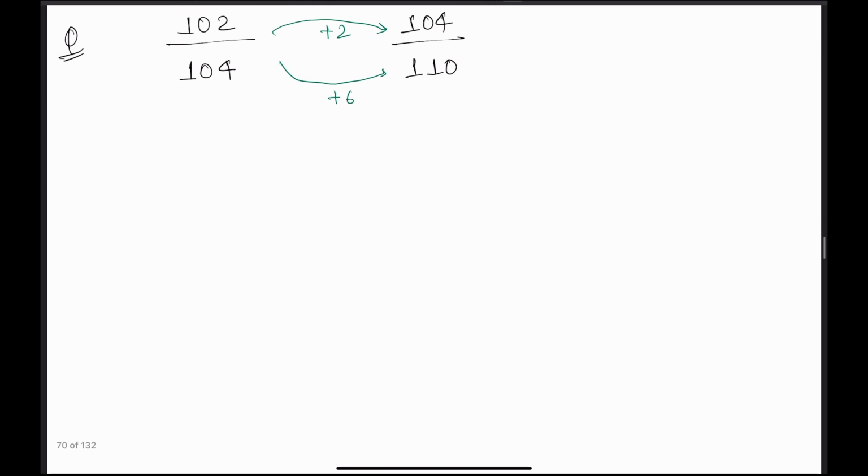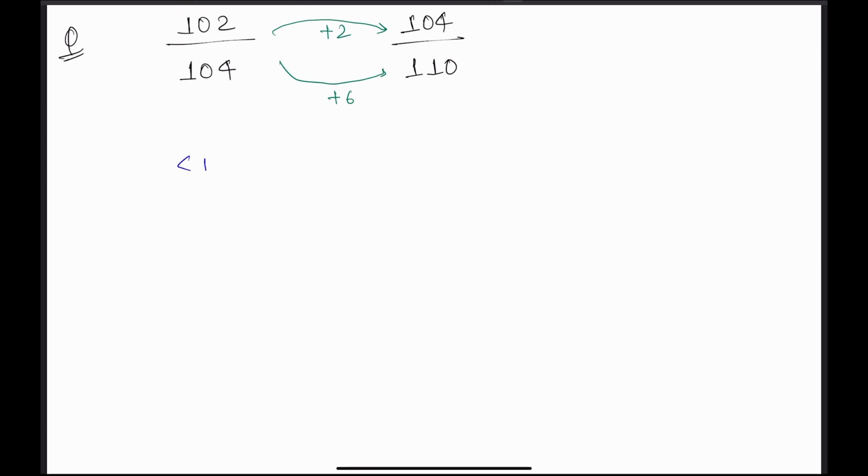Similarly, one might ask, tell me about this one: 102 divided by 104, and between this one, let's just write 104 divided by 110. We can take any value. So what is happening over here? In the numerator, what we are adding? Plus 2. In the denominator, what we are adding? Plus 6.